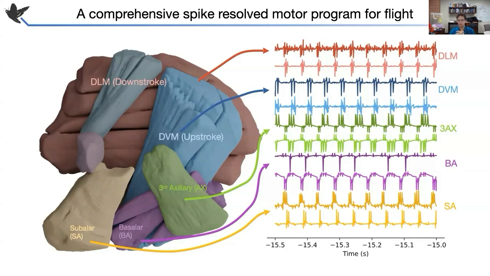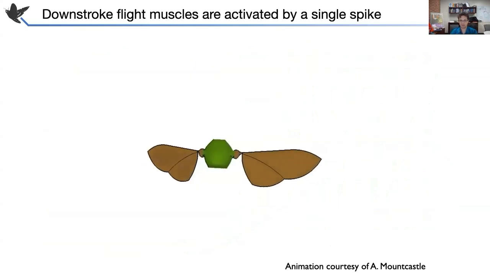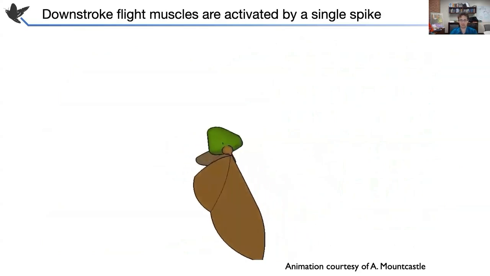So what Ethan is going to do is he's going to isolate the DLM, the downstroke muscle, the big red muscle now. We've recorded the pattern of activation, and we're going to play back that pattern of activation at the right phase during the length change. And you can see this sort of nicely in this animation by Andrew Montcastle.